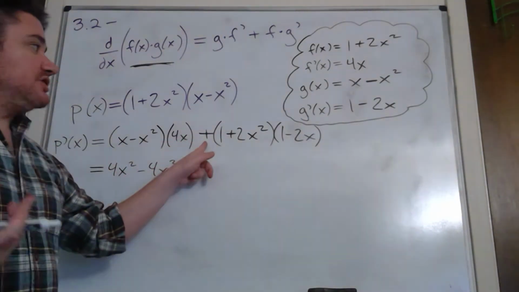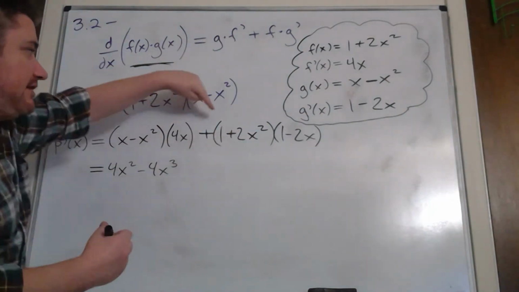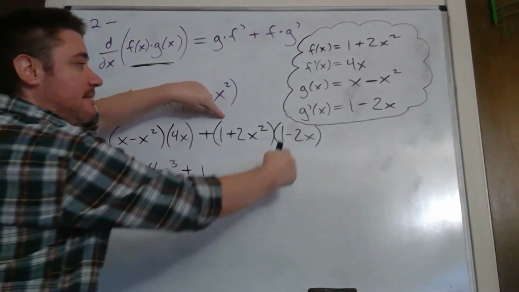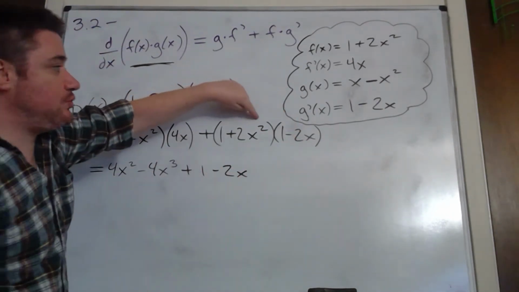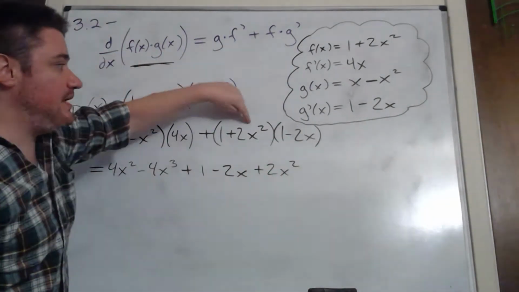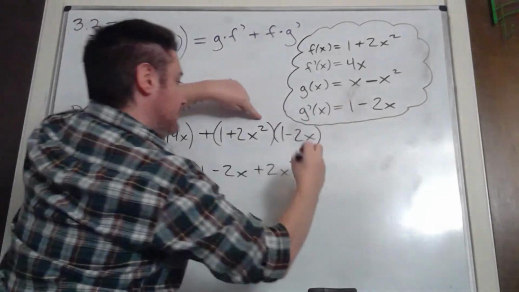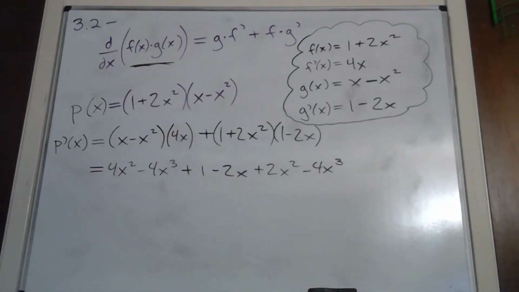Here I'm adding, so that's nice, and I don't have to distribute a minus, and so I've got to FOIL this, right? So here I'm going to have 1 times 1 is 1, and I'm adding that, so plus 1. 1 times minus 2x is going to give me a minus 2x. 2x squared times the 1 is going to give me this plus 2x squared. And finally, 2x squared times this minus 2x is going to give me 4x cubed. So I'm going to get minus 4x cubed. All right. So that's looking kind of good.